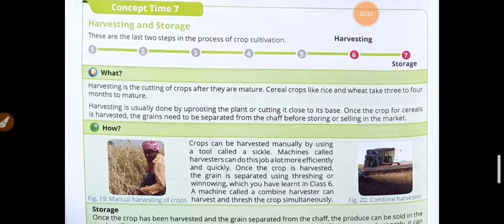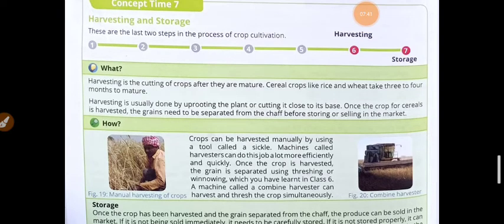And last is harvesting and storage. These are the two parts of the process of crop cultivation. Harvesting is the cutting of the crop when it is mature. Cereal crops like rice and wheat take 3 or 4 months to mature. Harvesting is usually done by uprooting the plants or cutting them close to the base. Once cereal crops are harvested, the grains need to be separated from the chaff before storing or selling in the market.